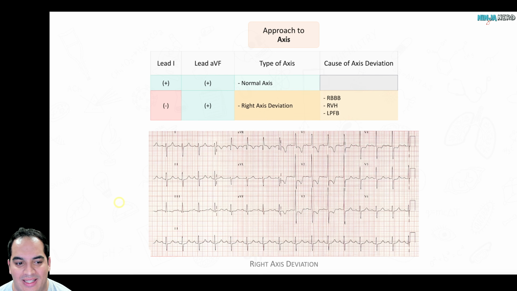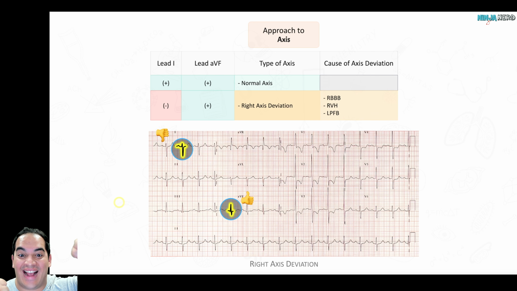All right, what about right axis deviation? Okay, look at lead 1. It's predominantly negative, thumb down. Go to lead AVF, predominantly positive. So I got this one down, this one up. That's right axis deviation, baby. The thumb that's pointing up tells me what the actual deviation is. So then I have to think about it: there's something wrong with the right ventricle. It's either a right bundle branch block, right ventricular hypertrophy, or a left posterior fascicular block. So left axis is left bundle, left ventricular hypertrophy, left anterior fascicular block. Right axis: right bundle, right ventricular hypertrophy, left posterior fascicular block.